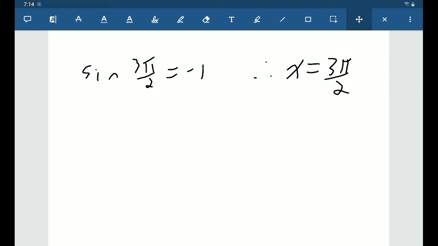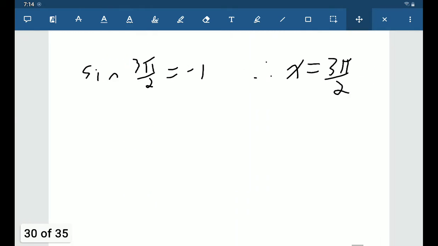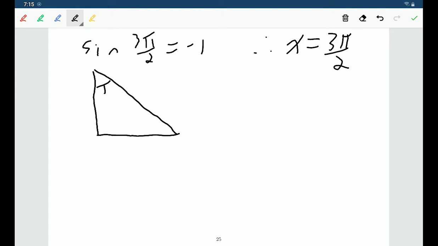That's the only place in that first full circle where the y value is ever negative 1 for the sine function. Now for the other part, we were looking for where sine of x is equal to a half. And for that, remember that we'll need to do two things. Number one, I'll need to think about special triangles, and I know the special triangle coming into play here is the 30, 60, 90 triangle.